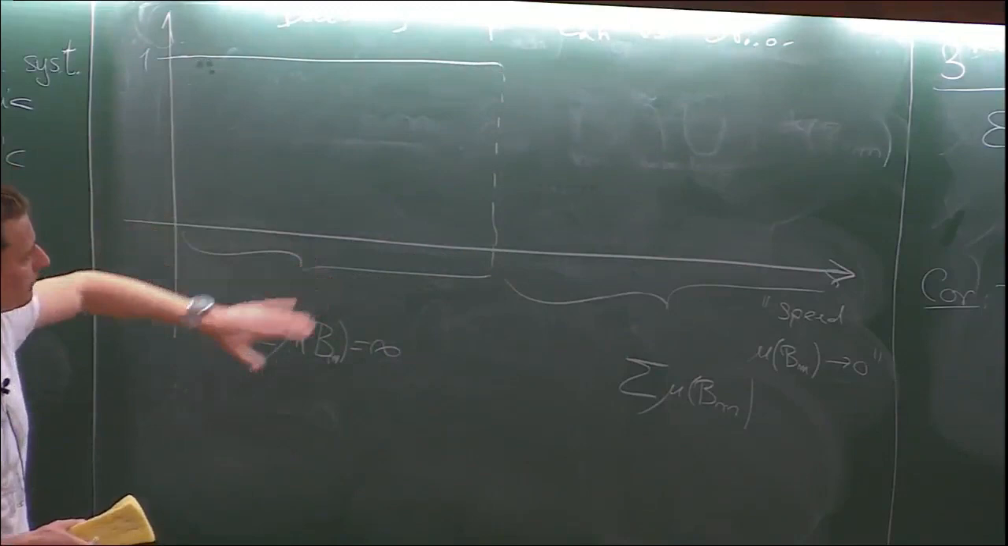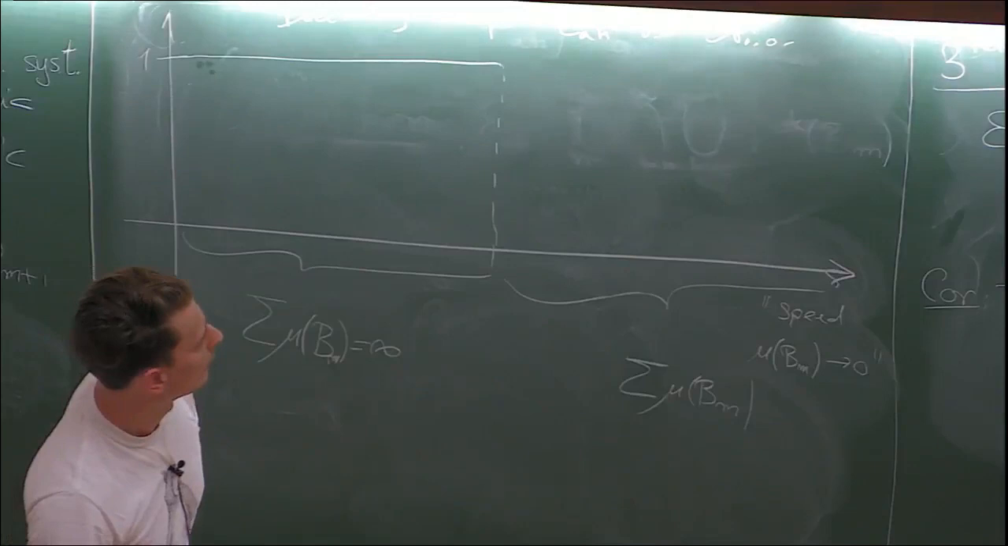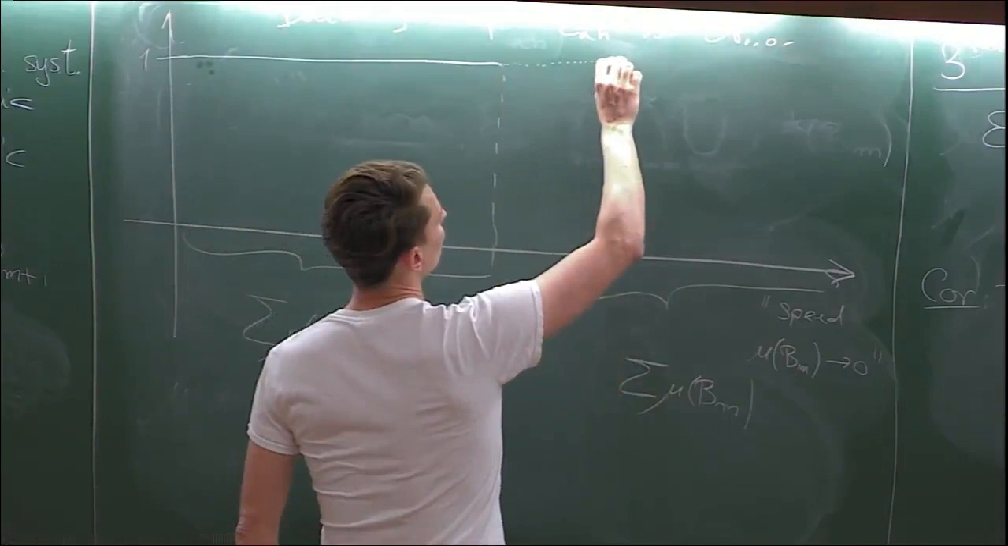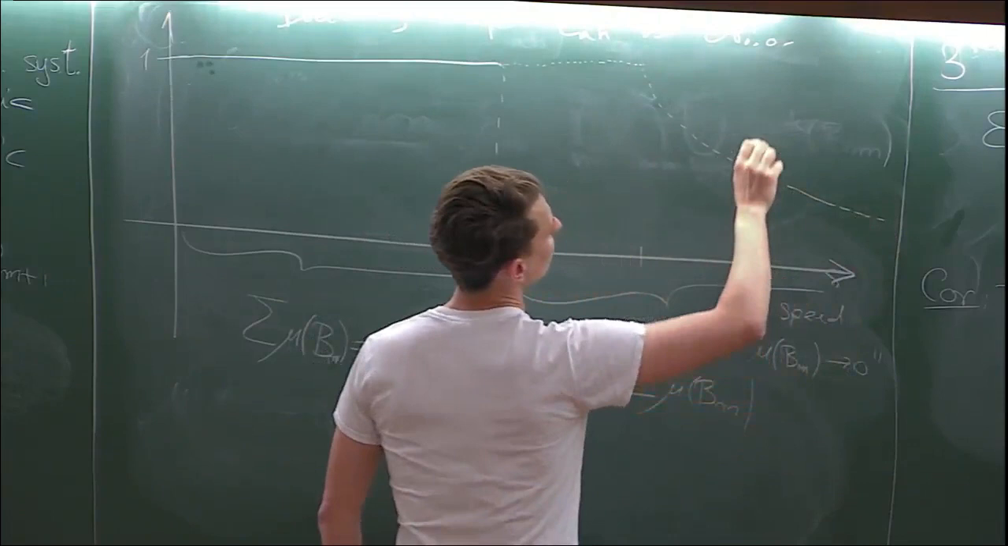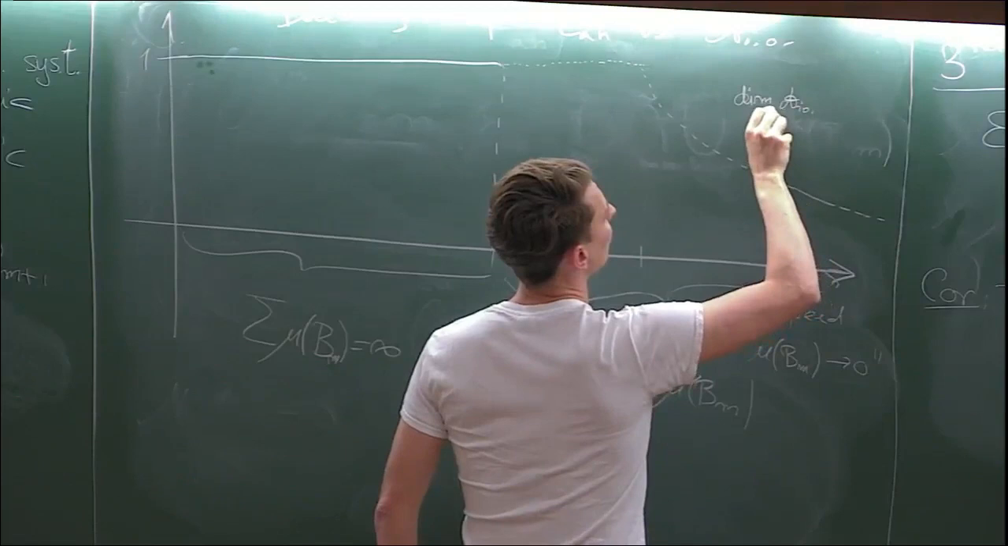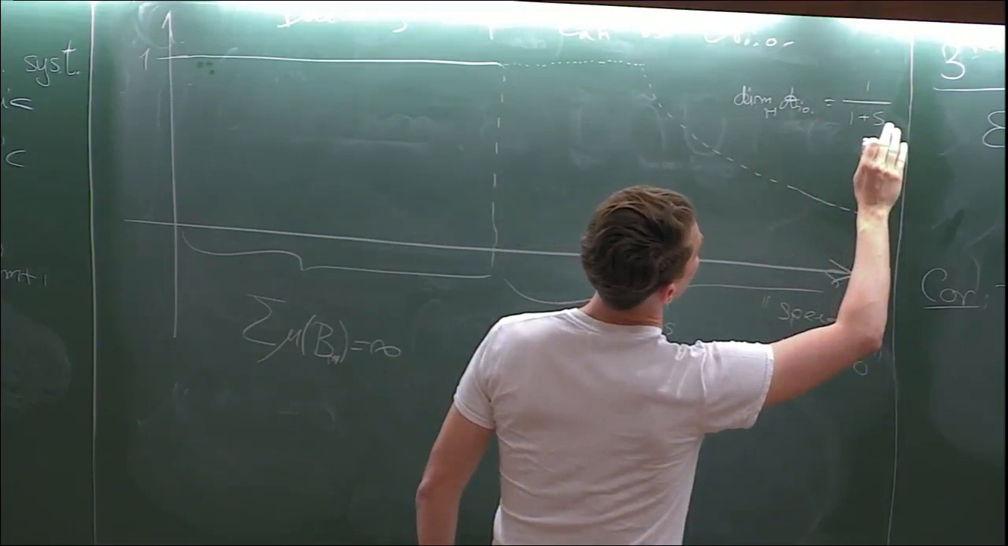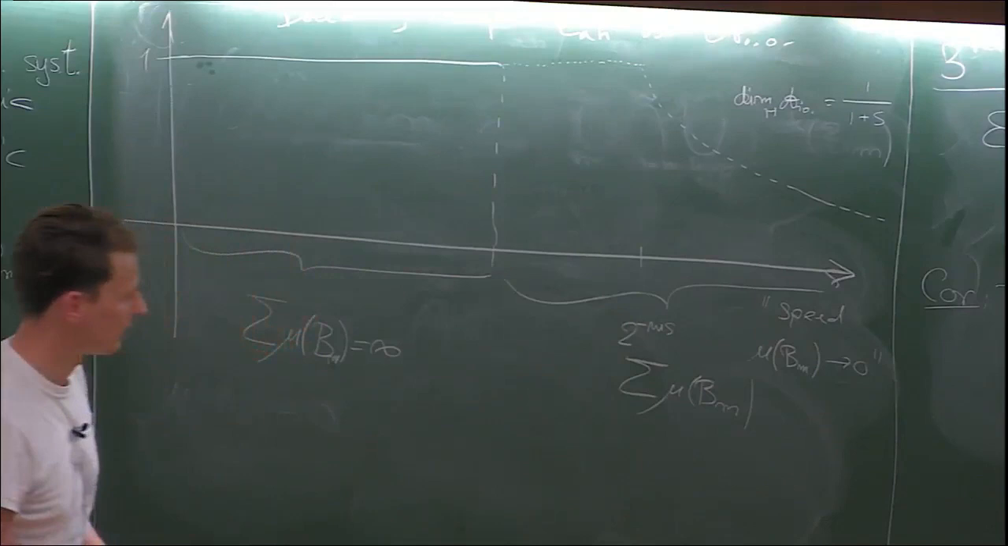And then there's a result I haven't mentioned, and I forget the reference, that says the dimension, if I draw that as a dotted line, continues to be 1 for a while until we reach exponential speeds, so 2 to the minus m s, and then the dimension goes down towards 0. The Hausdorff dimension is 1 over 1 plus s. So that's how this set of points that hit infinitely often looks.